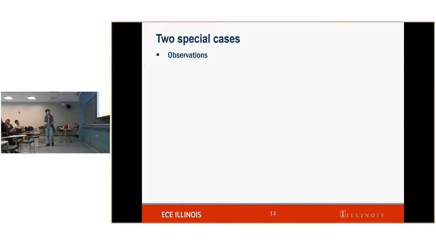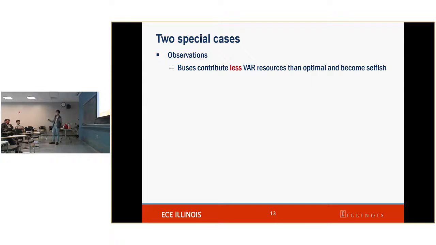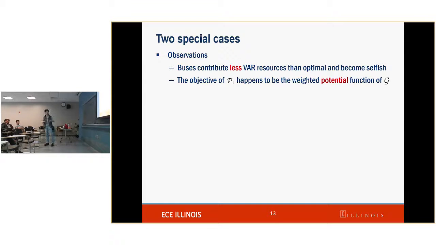We also made several observations in this case. First, the solution to P1 usually has less magnitude in Q, meaning that the buses are becoming selfish and are less likely to contribute more resources into the system, compared to the optimal one, if they cannot communicate with each other. Also, interestingly, the objective function of this problem happens to be the weighted potential function of this game, which brings some nice properties of potential games.